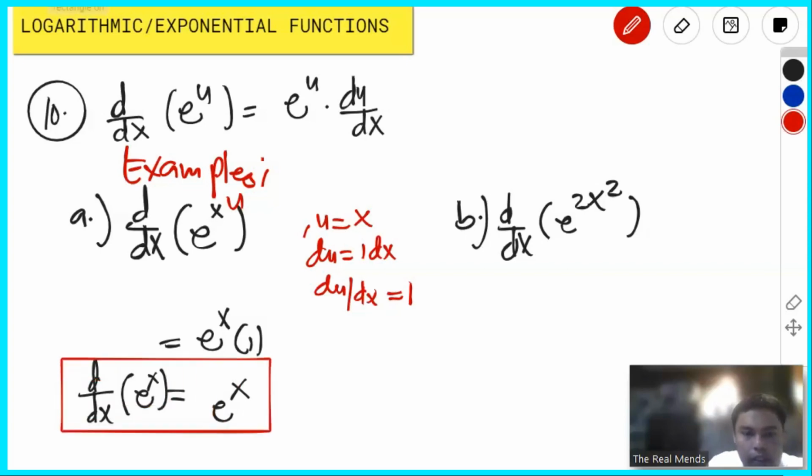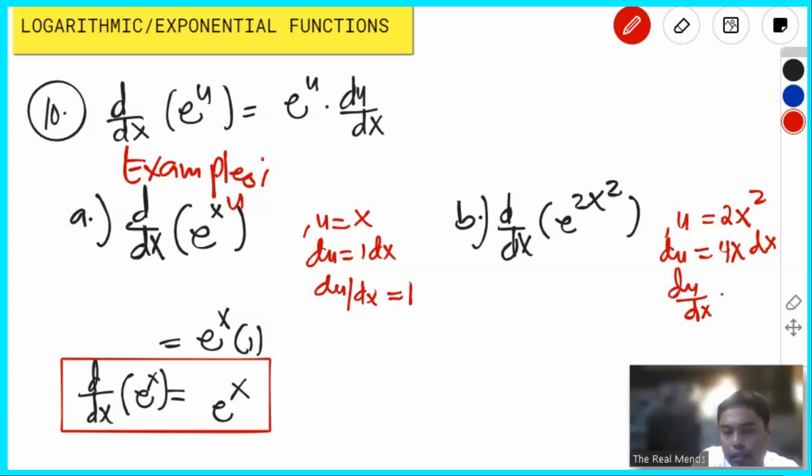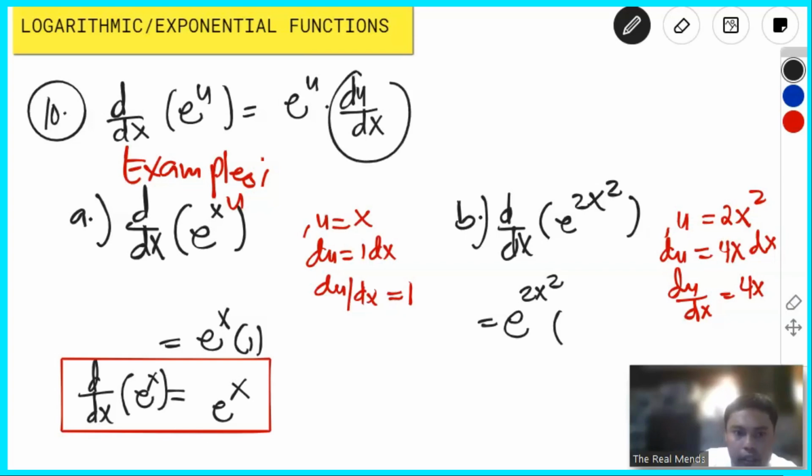So that is the answer for the derivative of e raised to x with respect to dx. Okay, for problem number 2, get the derivative of e raised to 2x squared with respect to dx. So from that, our u is equal to 2x squared. To get the derivative, that is just 4x dx. So therefore, du over dx will be 4x. From the formula, we have e raised to u, that is just e raised to 2x squared, multiplied by du over dx. We have 4x. So simply our answer will be 4x e raised to 2x squared.